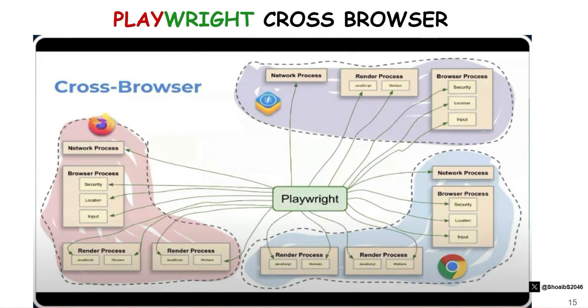So that was about Chromium, like it did it for the Chrome browser or the MS Edge browser, which use the Chromium engine. What about the other browsers like Firefox or WebKit? Playwright does the same thing for all the other browsers as well. Isn't that interesting?